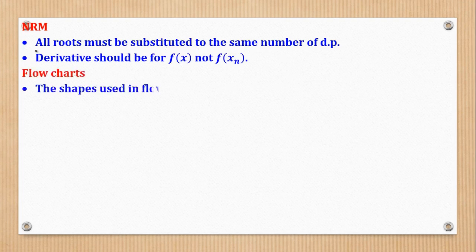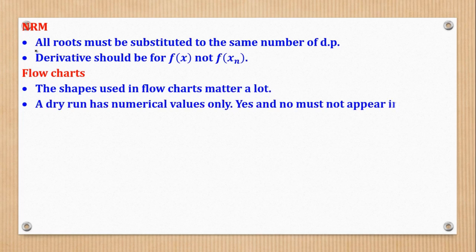When it comes to flowcharts, the shapes matter a lot. And 2, the dry run must have only numerical values. Some students want to put a column which has yes, no, yes, no, yes, no. That is never okay.